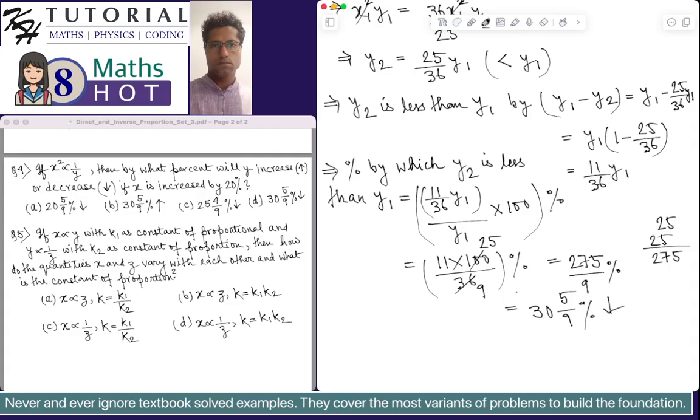So the quantity y will decrease by a percent of 30 and 5 by 9. So the correct choice is D. D is the correct choice.